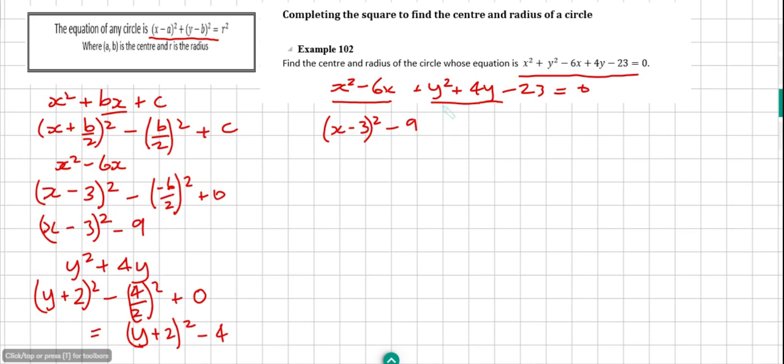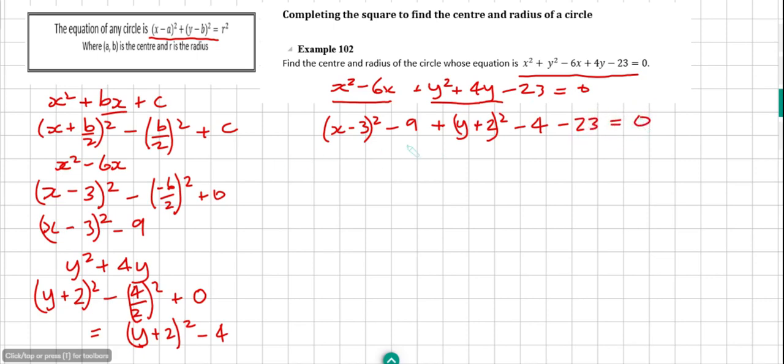So that's what we can write for the y squared plus 4y. So that's going to be plus (y plus 2) all squared, and then minus the 4 there. And then we've also got the -23 that we had previously. That's all equal to 0.